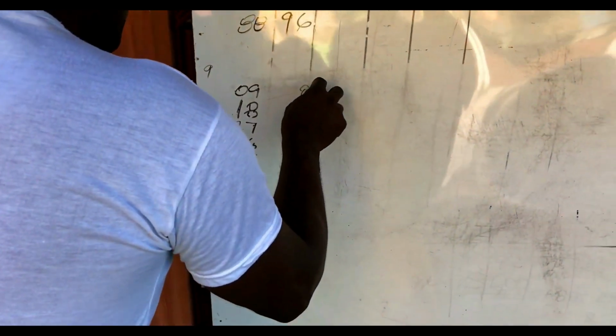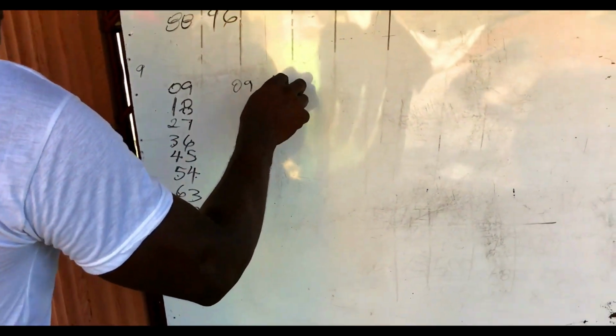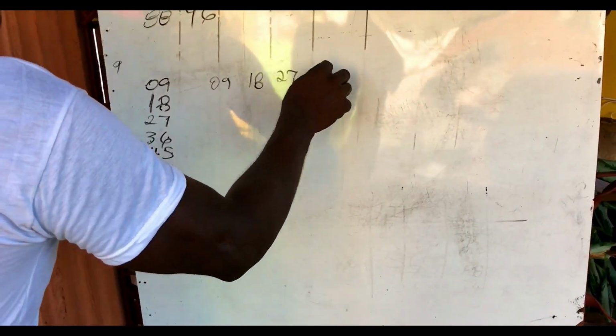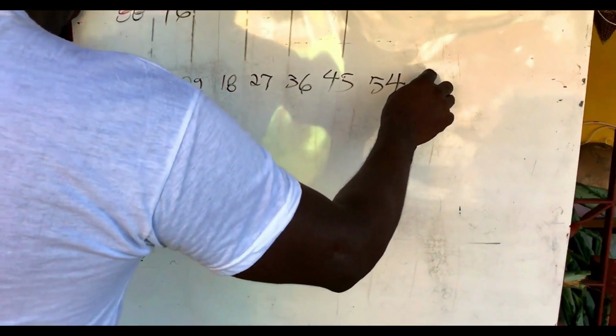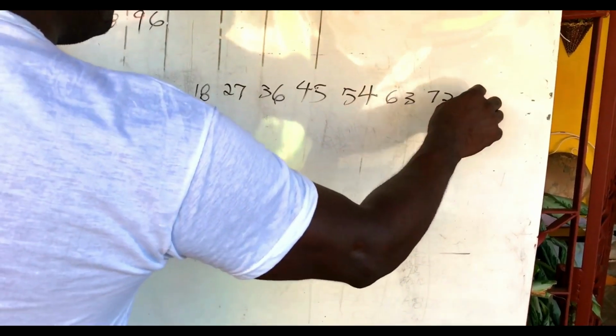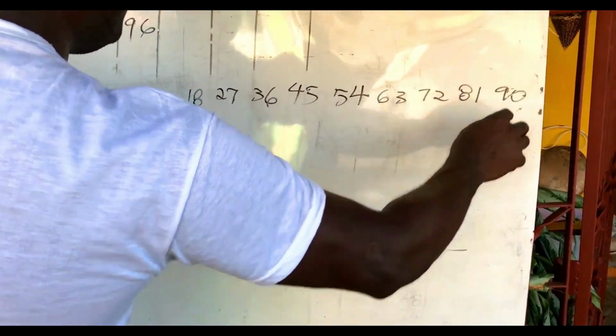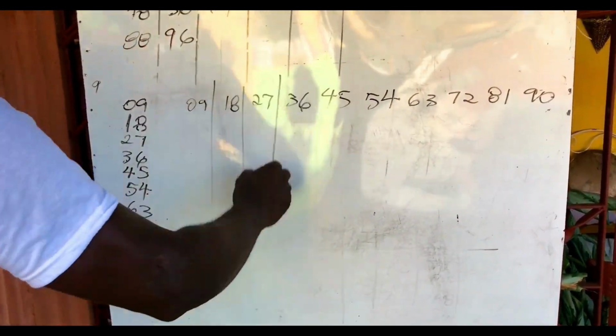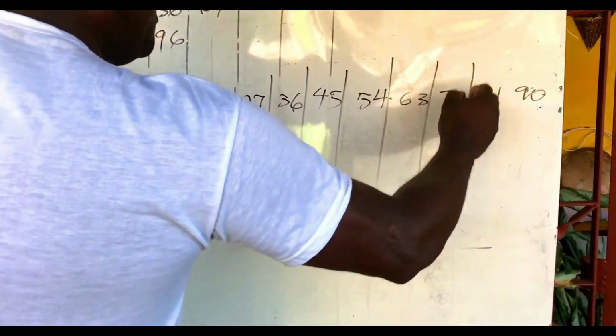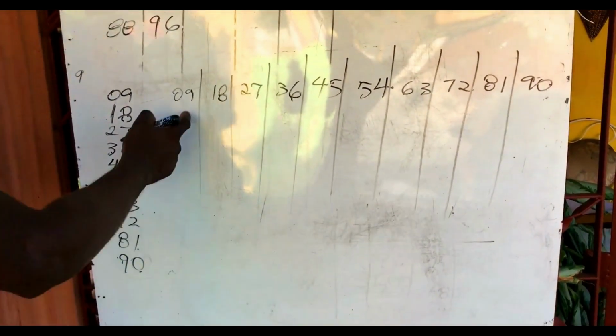So let us see something here. We have 9, 18, 27, 36, 45, 54, 63, 72, 81, and 90. So we will have reached our magic number there. What happened here is that everything basically repeats in terms of the pattern.